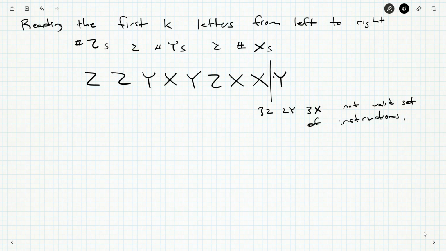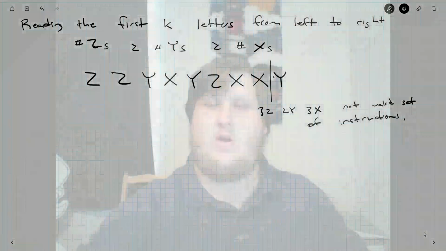Alright, so this is what characterizes the sets of instructions. We need 3 Z's, 3 Y's, and 3 X's overall, and the first K letters, read from left to right, must always have the number of Z's greater than or equal to the number of Y's, greater than or equal to the number of X's. Okay, so we want to count those strings of 9 letters that are valid instructions. How can we do that?